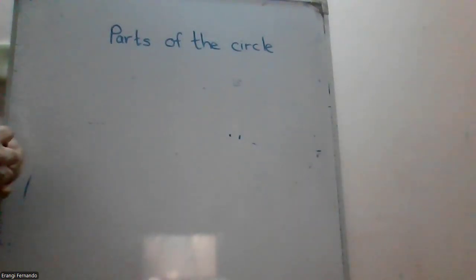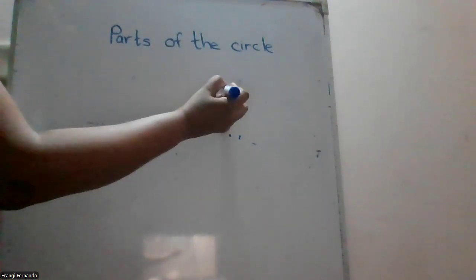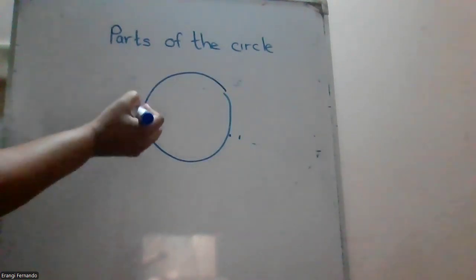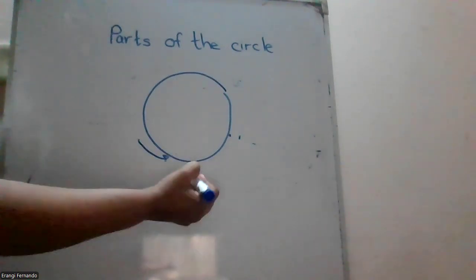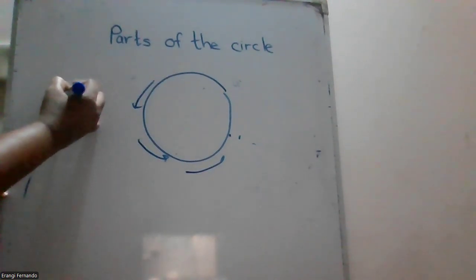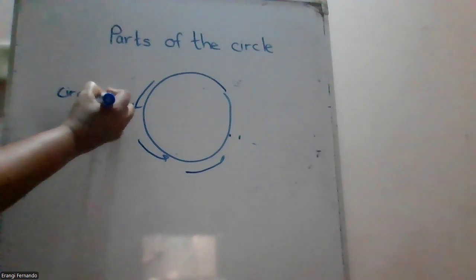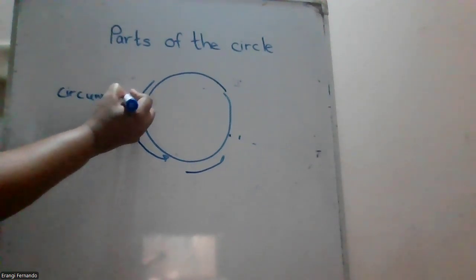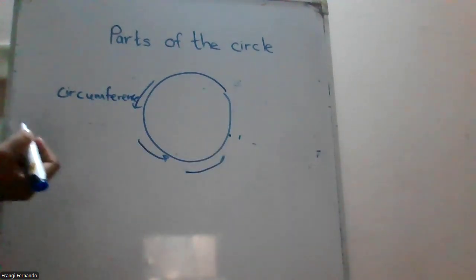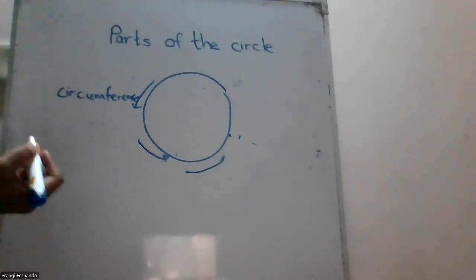Okay, today we are going to study parts of the circle. Now this is the circle. Around the circle, the perimeter of the circle we call circumference. The perimeter of the circle we call circumference.